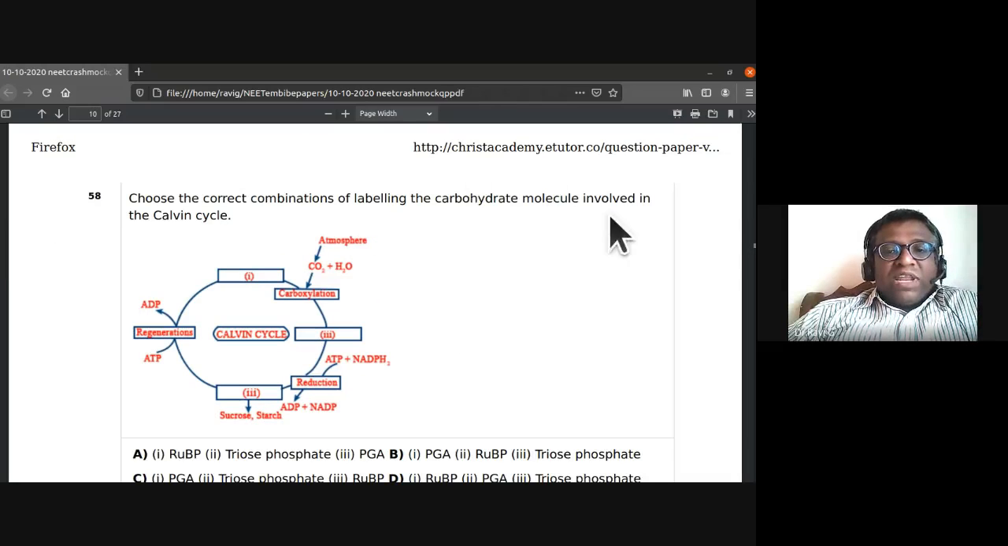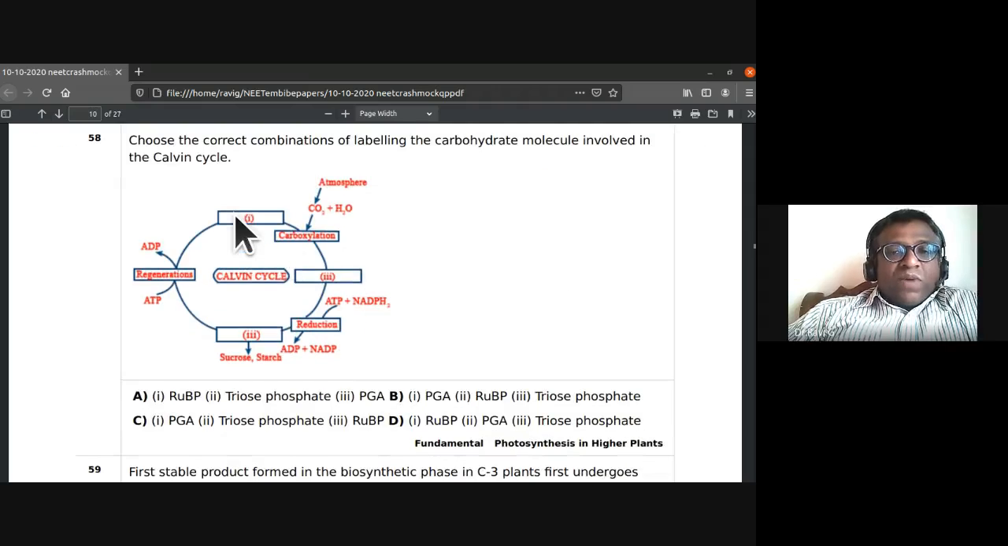Choose the correct combination of labeling the carbohydrate molecule involved in the Calvin cycle. So first is RuBP. Third one is going to be phosphoglyceric acid. So second is PGA. Third is triose phosphate. D is the answer. Triose phosphate comes here, and phosphoglyceric acid comes here.